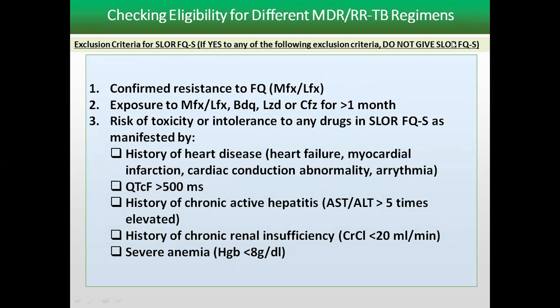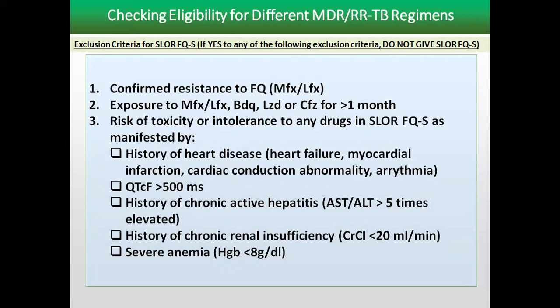Because, as we said, you only give fluoroquinolone S or SLOR FQS if the patient is still susceptible to the fluoroquinolone drug. Again, the same as earlier, exposure to these 4 drugs for more than a month, and a history of the same heart disease, QT interval of more than 500 milliseconds, chronic hepatitis, and renal insufficiency. What is also notable here is we also check now for severe anemia. Severe anemia means hemoglobin of less than 8 grams per deciliter.